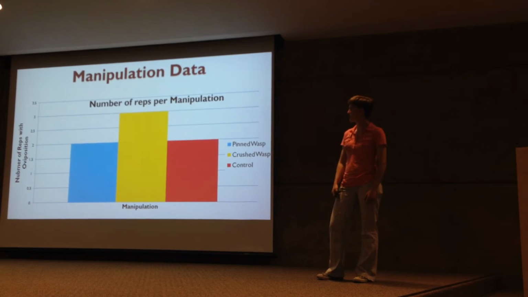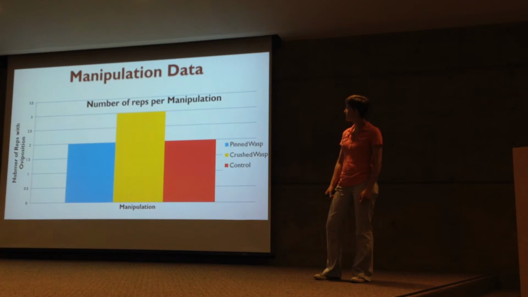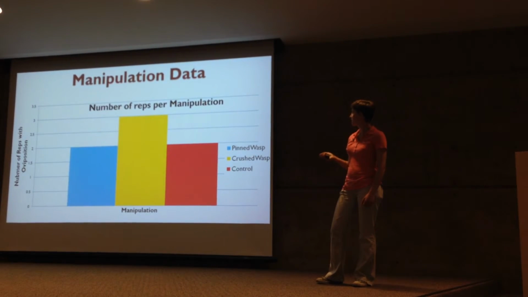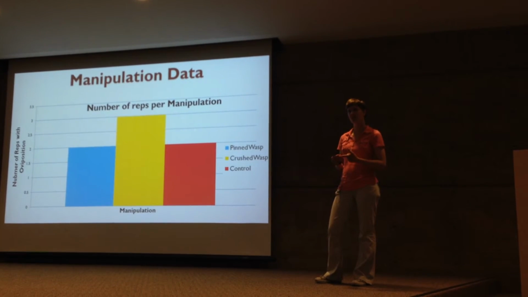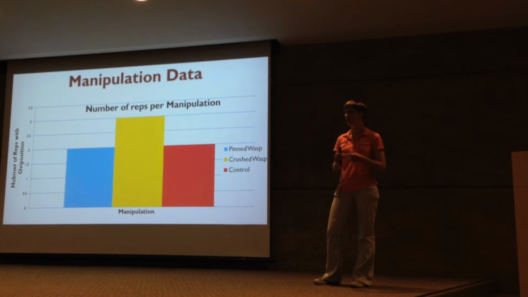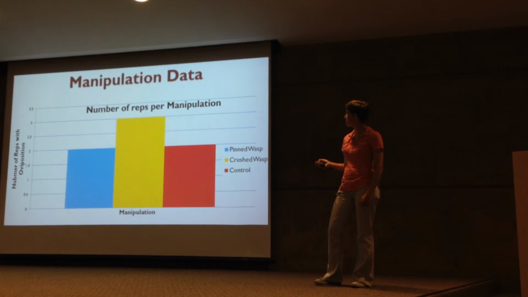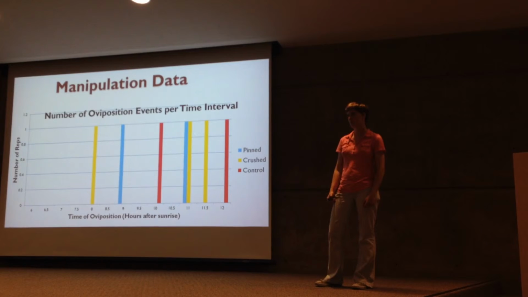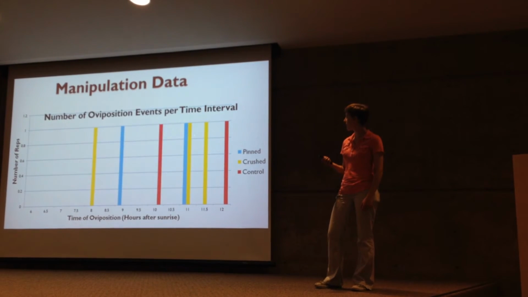For the manipulation data, I've only had time to do one run of it yet, so I can't make any conclusions yet, but this is what we found. We found either blowfly eggs or the flesh fly larva in all of the cups. This only includes the blowfly eggs. And the time of oviposition varies between 8 and 12 hours for the manipulation so far.